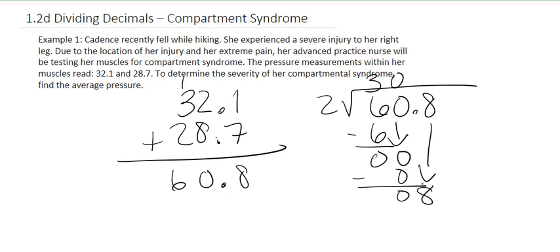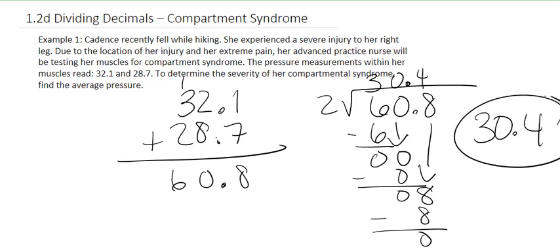2 goes into 8 4 times. So we put the 8 there. And then we subtract, which is 0. So we have an answer of 304, but we are not done yet, as we need to place a decimal. So we'll just bring the decimal straight up from the number inside, 30.4, just like the 60.8 below. So this means that Cadence has an average pressure of 30.4 on her leg and is probably suffering from compartmental syndrome.